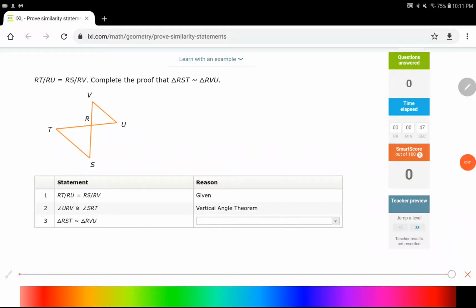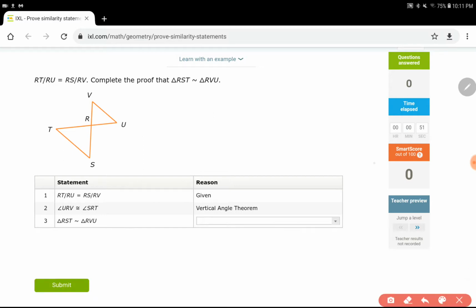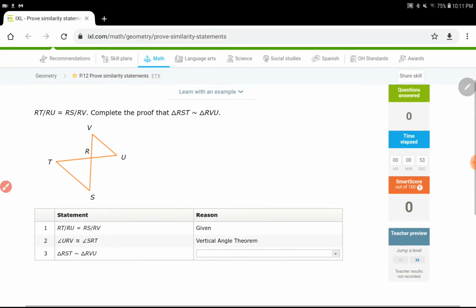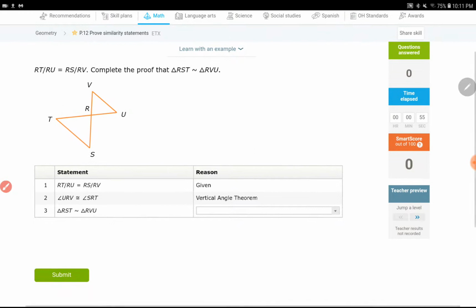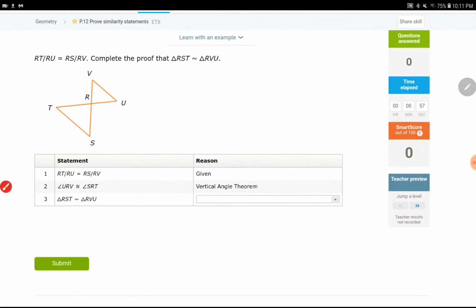Hello everyone, in the last video of the week, we are going to talk about proving whether triangles are similar or not. So we are working on IXL P.12 for this assignment. It's the last assignment of the week. So let's see what we need to prove.